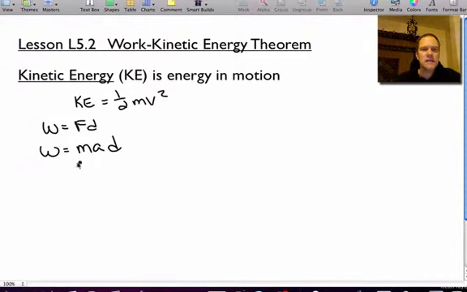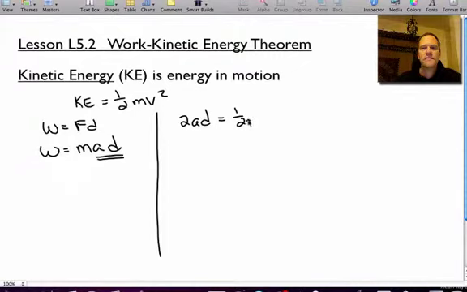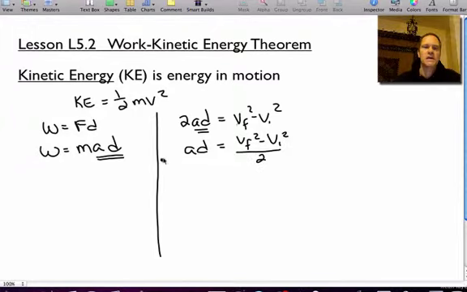So if we take a look at this AD part, we can pull out what that reminds us from our old linear motion equations, where 2AD is equal to VF squared minus VI squared. So if we solve for that, we have AD is equal to VF squared minus VI squared, all divided by 2, and substitute that into there, we really have the work-kinetic energy theorem.